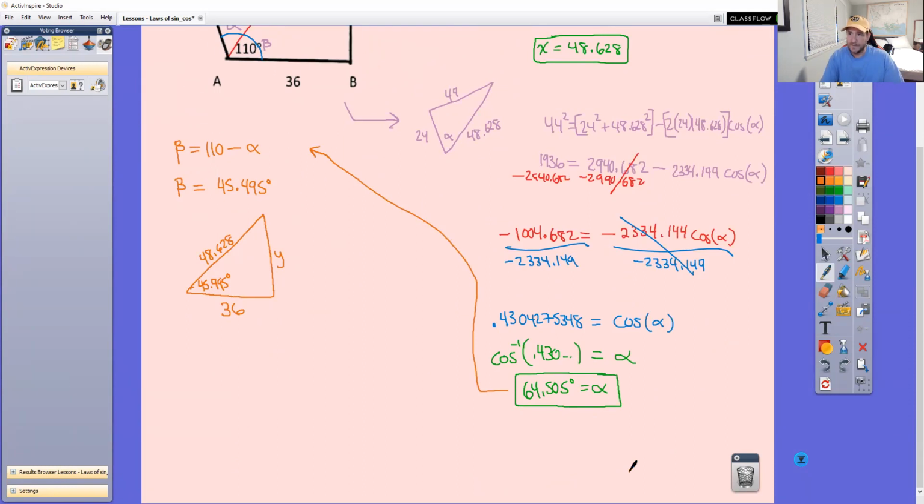48.628, enter. 36, enter. 45.495, enter. The answer is 34.734. And so when I say Y, I'm really talking about the measure of side BC.